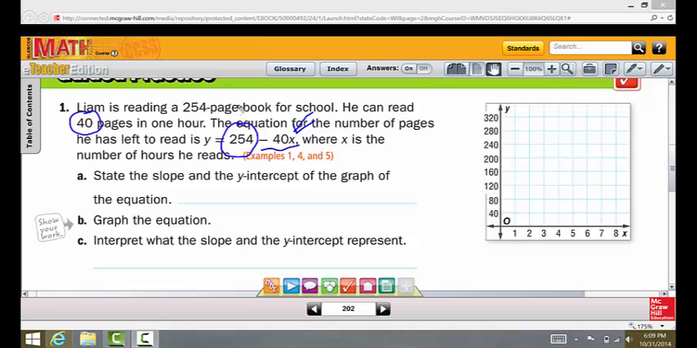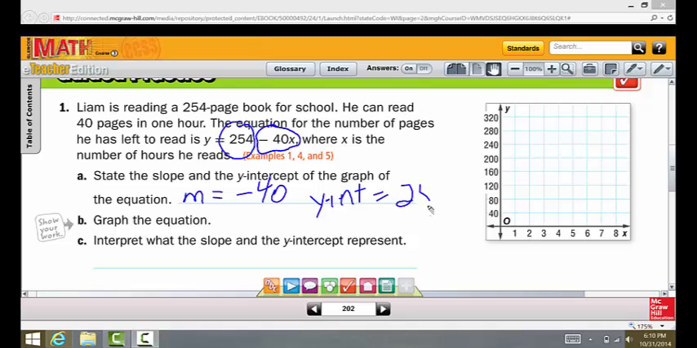So letter A says state the slope and the y-intercept of the graph of the equation. Well, that's really quite easy to do. Our slope, remember, is the coefficient of x. Now don't be confused by the fact that we have the x after. So the coefficient of x, m equals negative 40. That's what our slope is. And our y-intercept is our starting value, our initial value, remember, of 254.